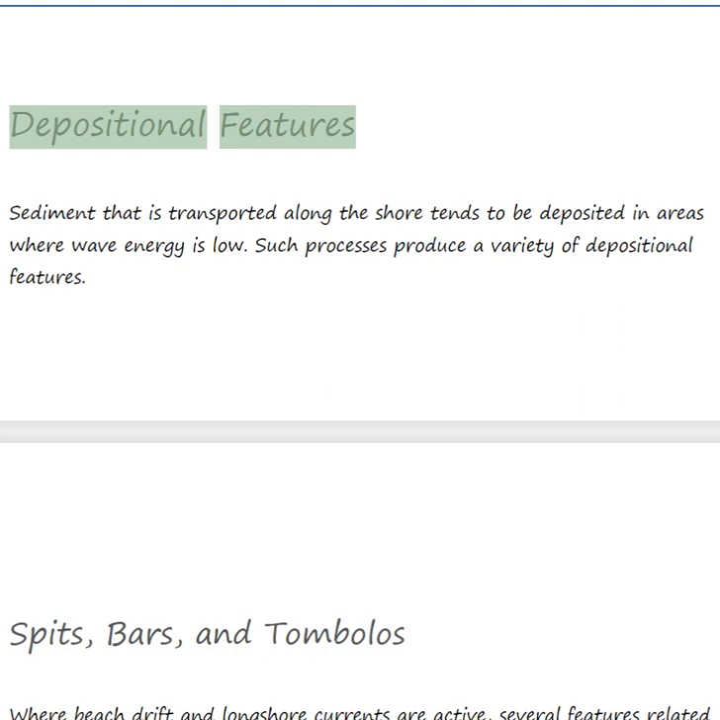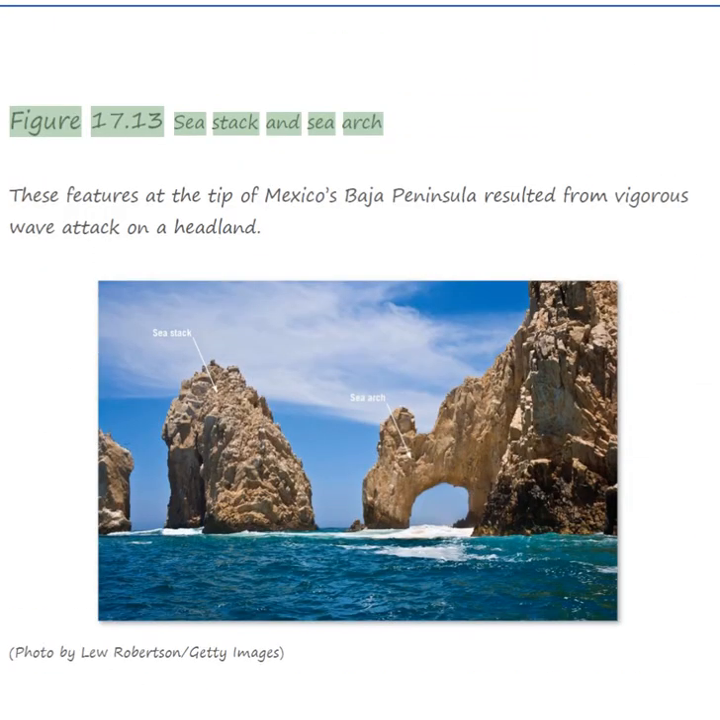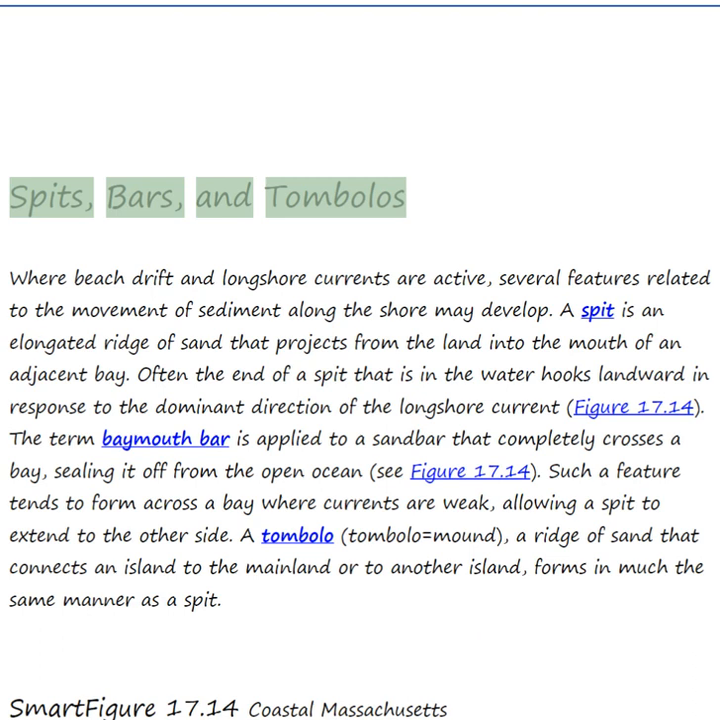Depositional features. Sediment that is transported along the shore tends to be deposited in areas where wave energy is low. Such processes produce a variety of depositional features. Figure 17.13 Sea stack and sea arch. Spits, bars, and tombolos.